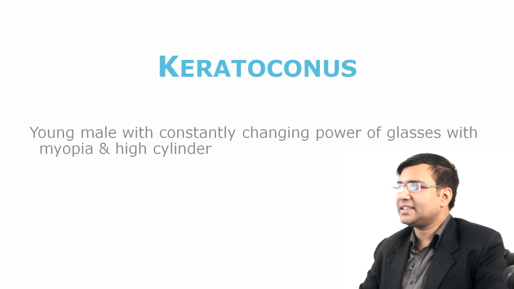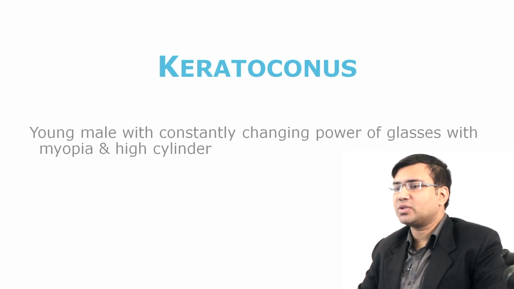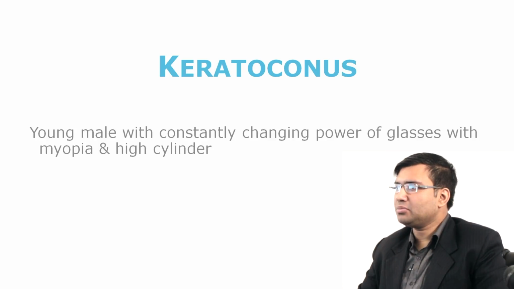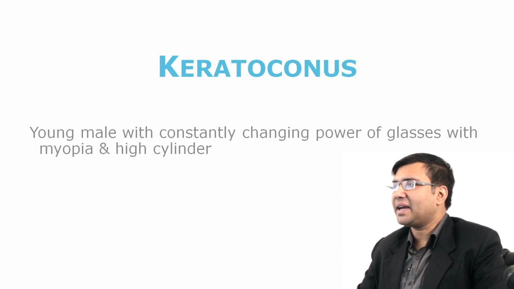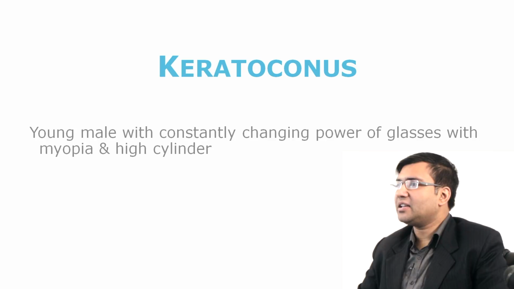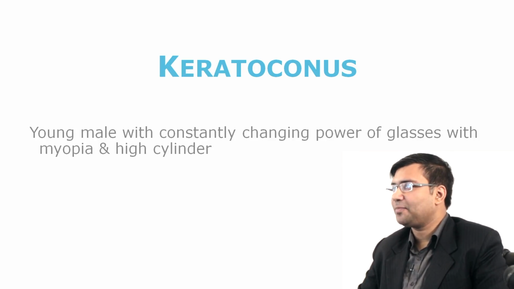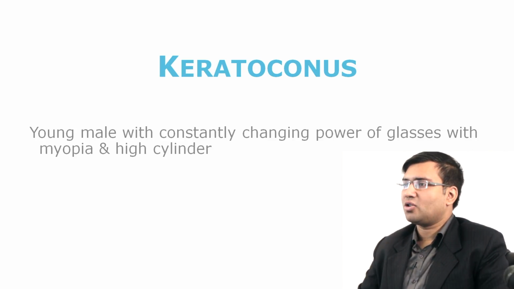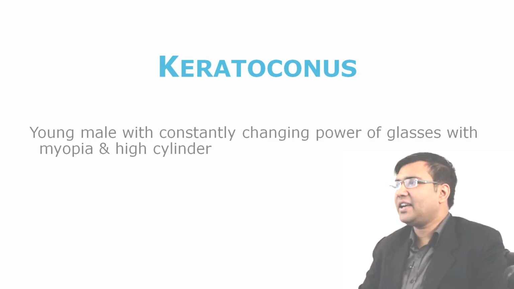Means, let's say a 21-year-old MBBS student came to the eye OPD and says, sir, my number is always changing. Earlier my cylindrical power was -3, now it is -3.5, plus my spherical power is -4 or -5. So every time he comes, there is a change in power. So we did the dilated refraction, we did the topography, and then we diagnosed that yes, he has keratoconus.